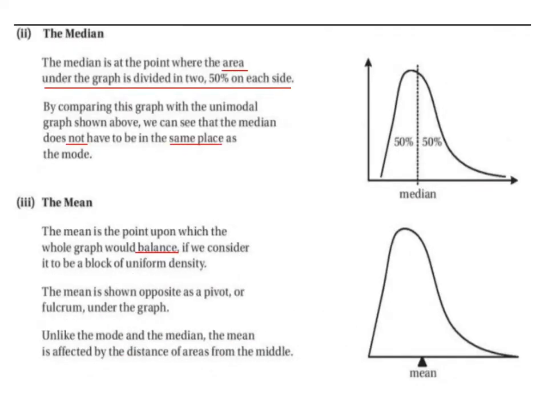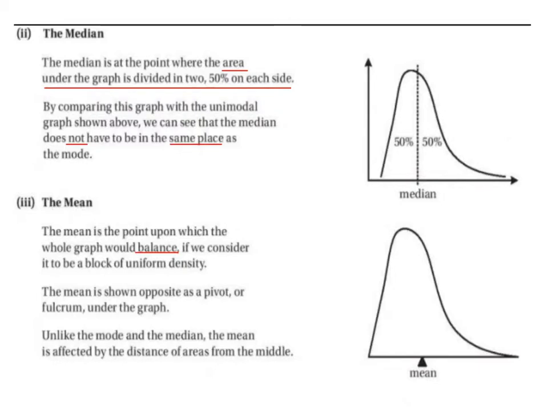The median. We know the median is the middle value in a ranked or ordered set of data. The median is at the point where the area under the graph is divided in two. So 50% on each side. So we can see this is the median here because 50% of the area under the curve is to the left of that line and 50% is to the right. By comparing this graph with the unimodal graph shown above or on the previous slide, we can see that the median does not have to be in the same place as the mode. This is important. The median does not have to be in the same place as the mode.